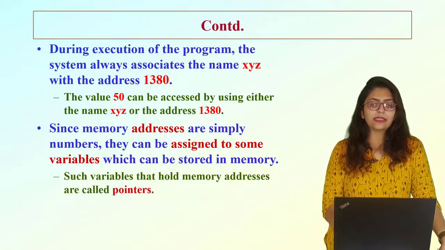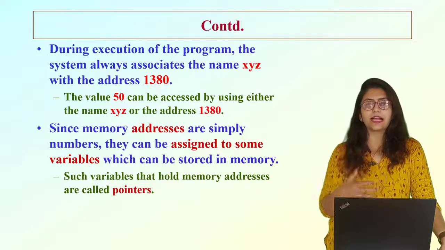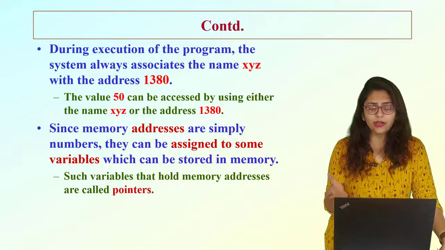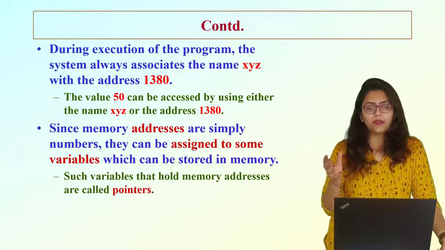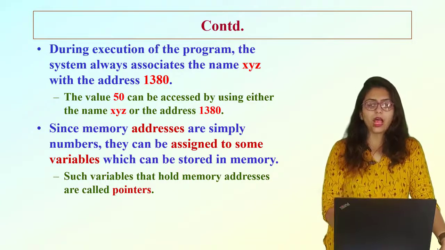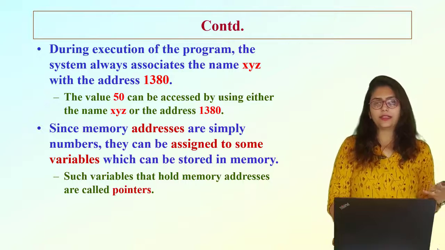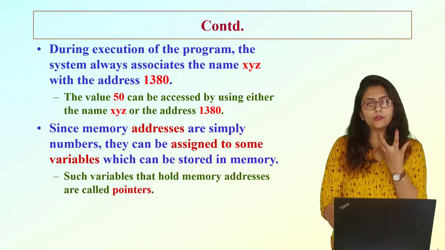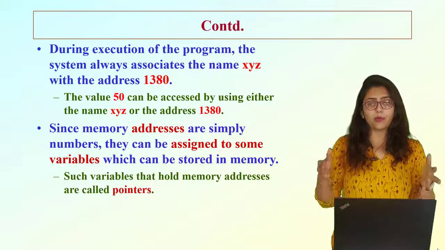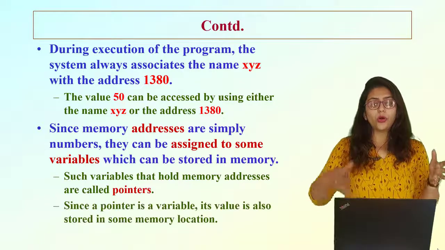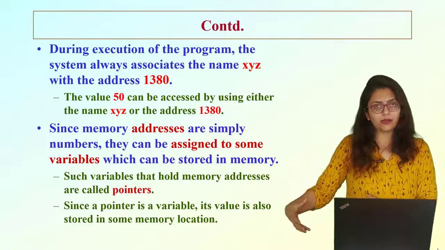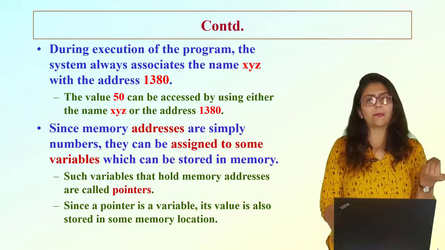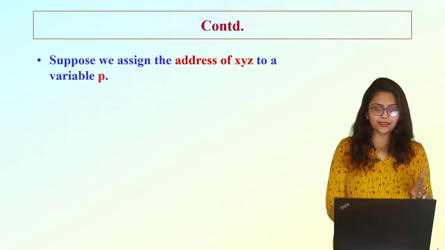Since memory addresses are simply numbers that can be assigned to some variable. Memory addresses are nothing but long numbers, right? So they can be assigned to variables which can be stored in memory. Now we are going to see how exactly these pointers look. Pointers also occupy some memory because pointers are nothing but variables. So pointers are also saved somewhere, right? Since a pointer is a variable, its value is also stored in some memory location. I hope you understand this concept.